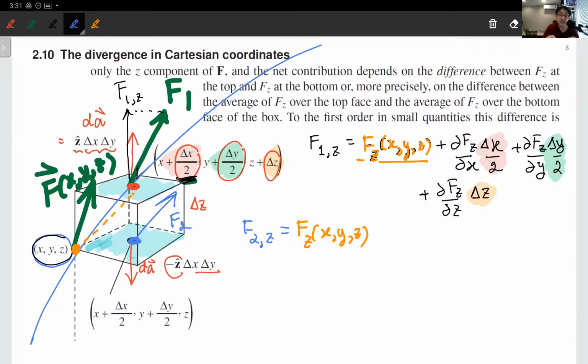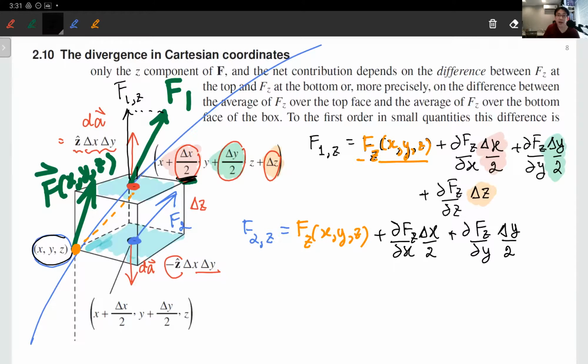The bottom surface doesn't move up in the z direction. So that's good. That means the value at the blue point is just the slope along the x direction, and then you move half the delta x. Nice. And then you do the same thing with the y direction. You move by half of the delta y. Nothing needs to be done along the z. Cool.